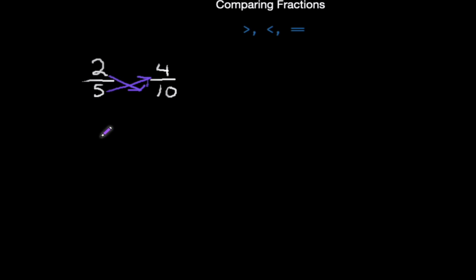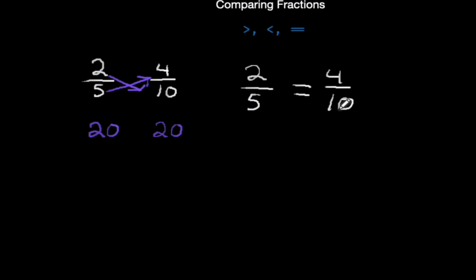All right, so 2 times 10 is 20, and 5 times 4 is 20. So that means 2/5 and 4/10 are equivalent fractions. So we can label it as such. So we can say 2/5 is equal to 4/10.